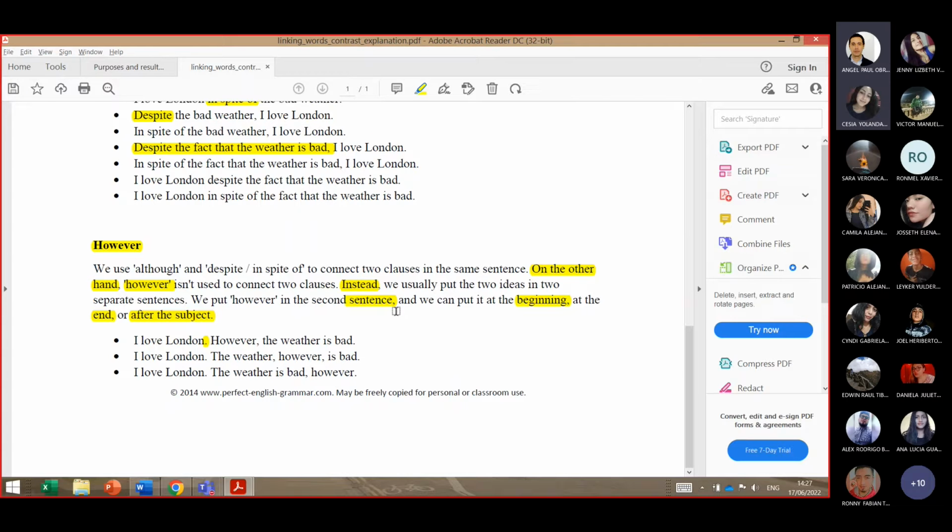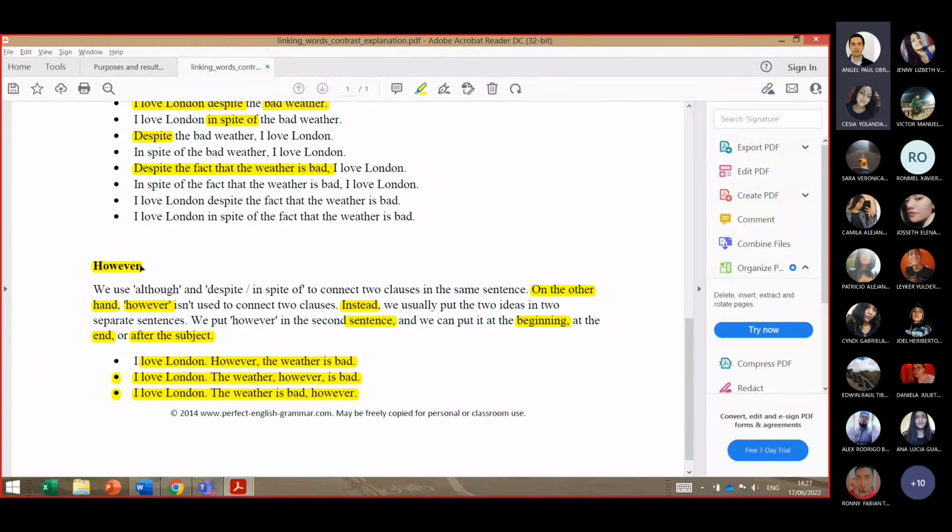Entonces miren aquí, I love London, full stop. However, comma, the weather is bad. I love London, full stop. The weather, comma, however, comma, is bad. I love London, full stop. The weather is bad, comma, however. ¿Sí? Entonces podemos utilizar estas tres formas. ¿Sí?